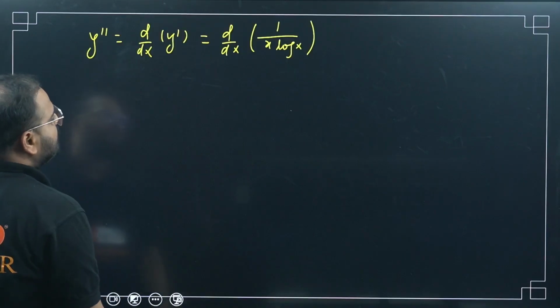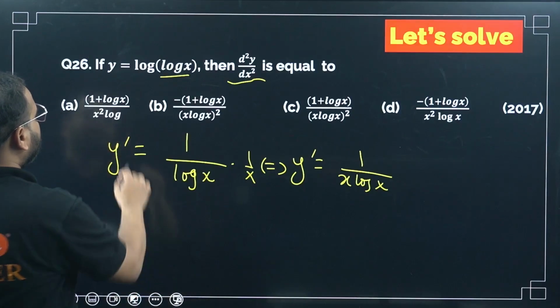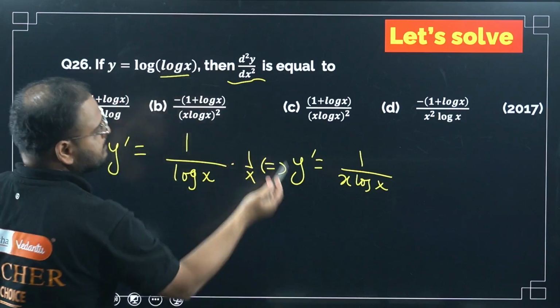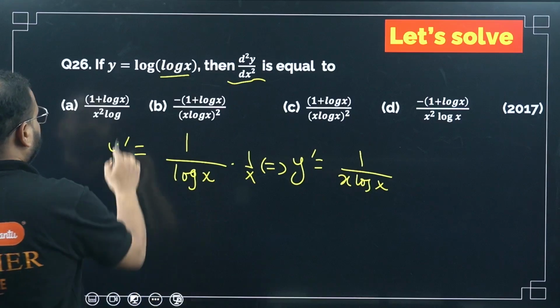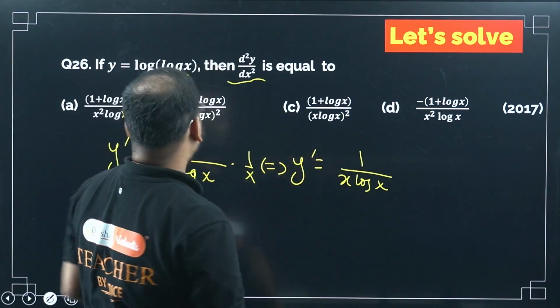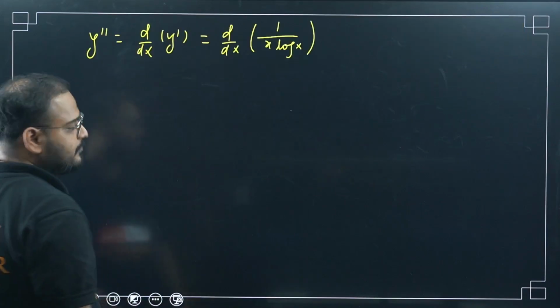Okay, so I think you can see from here also, this is not there. x is missing here. x square log x. This is not there. Only two options can be right, B and C. We'll see which one is right.